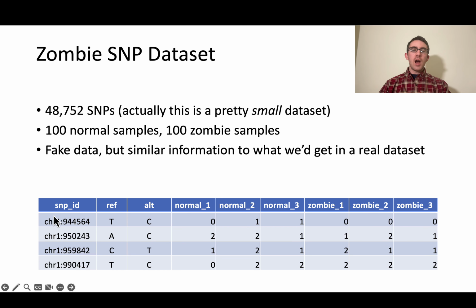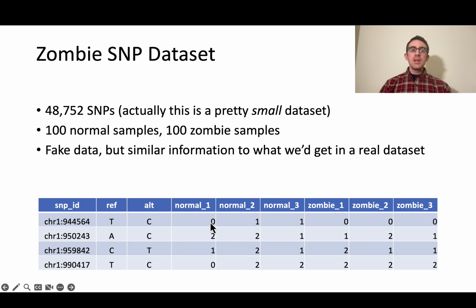So maybe both of our copies of this chromosome have a T, the reference allele, or maybe both have a C, the alternate allele, or maybe one copy has a T and one copy has a C. And these numbers here in this table, the 0s, 1s, and 2s, basically just tell us, for that sample, how many copies of the alternate allele that person had.